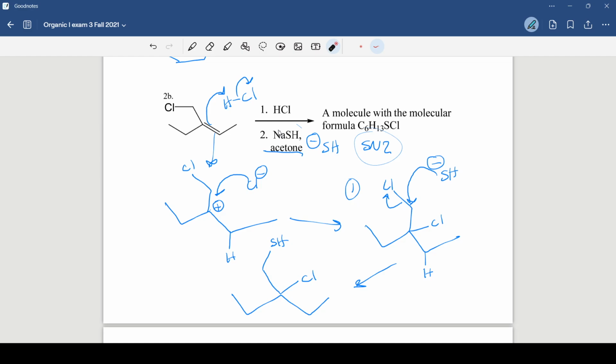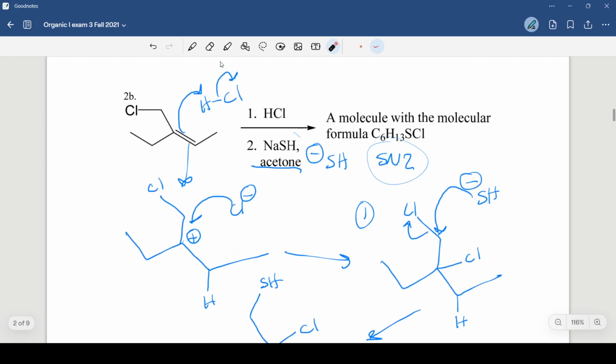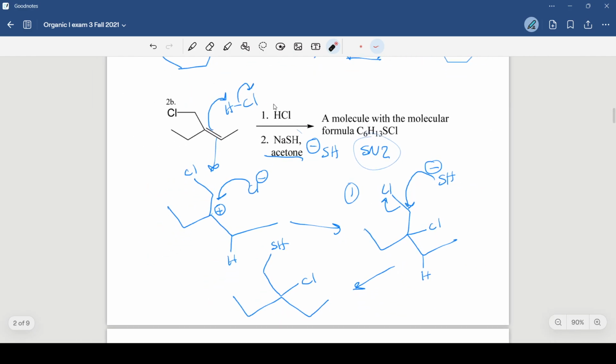Wait, do you just want a run through of this one real quick one more time? Yeah, okay. So the first step is going to be one of the newer reactions you learned, right? It's going to be an addition of HCl to an alkene. So we're just going to attack the hydrogen, and the product is going to be this. So here, let me erase this.